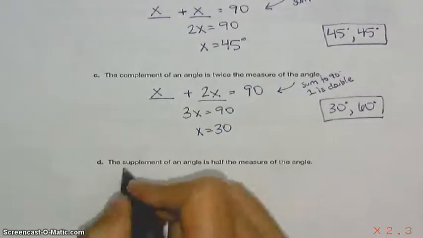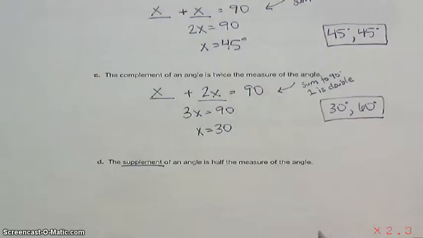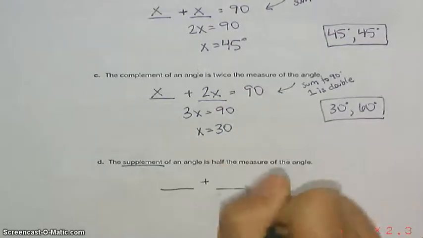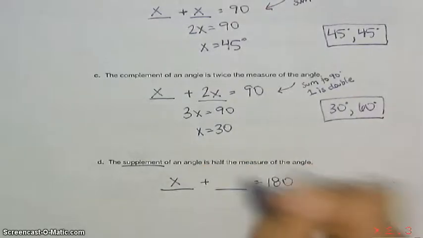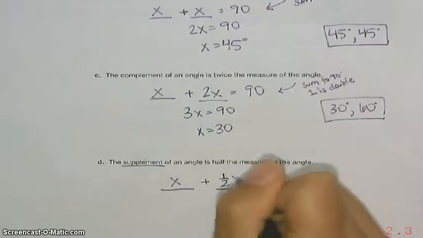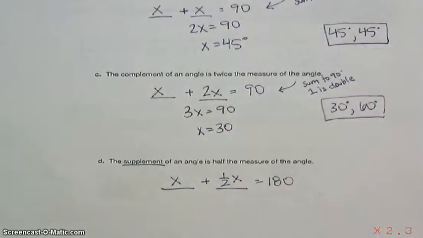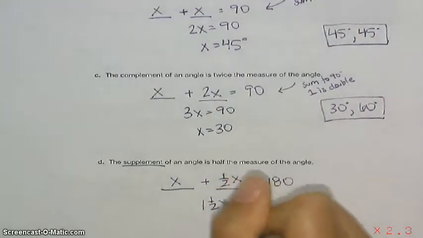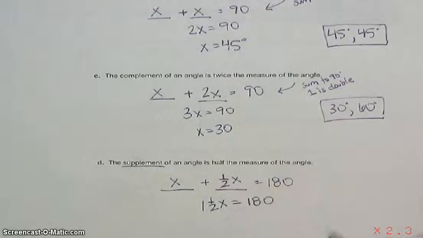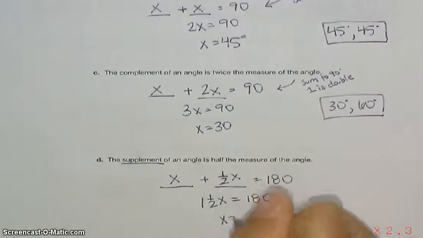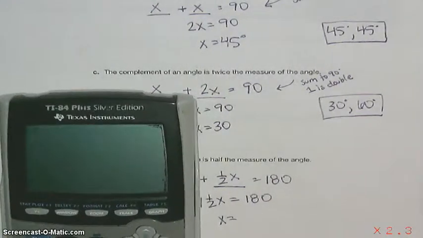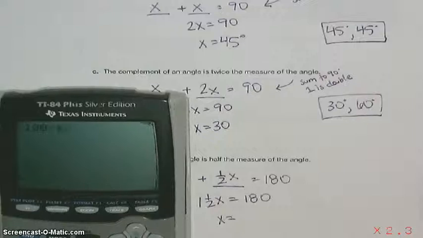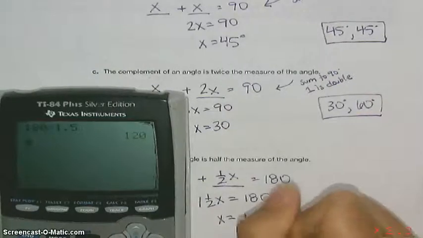Now we've got supplement, and if an angle is half the measure of the angle. So I've got two angles again that are making 180. And I've got x is one angle, and the other angle is half of that. So half of x. So I put this together, I've got 1.5x equals 180. Divide both sides by 1.5. And I get, okay, if we need to, we can use our calculator. So we have 180 divided by 1.5 is 120 degrees.